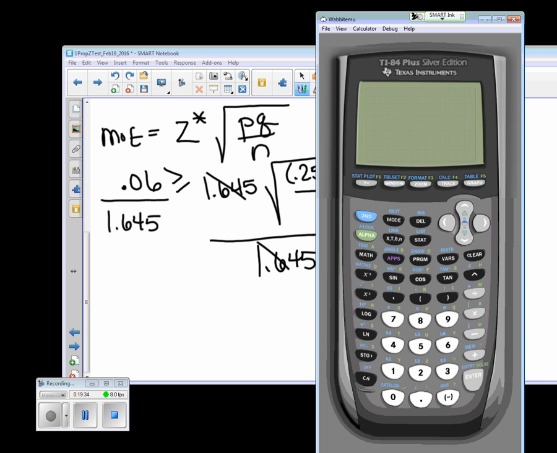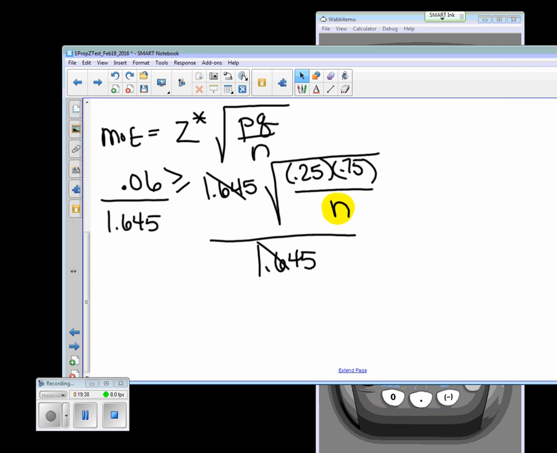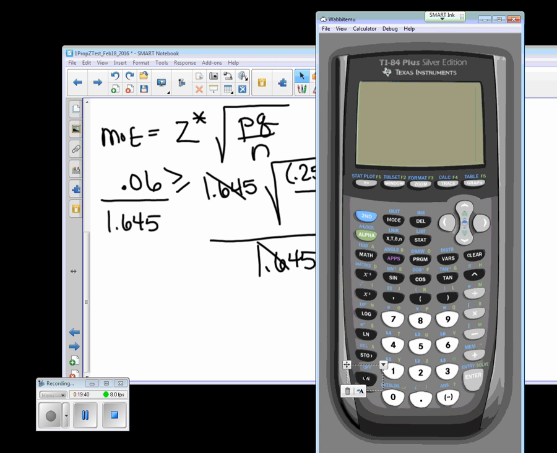So let's do that here. Maybe. Oh, because it thinks I'm writing. Awesome. Delete. There we go. 0.06 divided by 1.645. I do not want you to round that number. I want you to leave it in your calculator. If you round early on, it will affect your answers later on, okay? So leave it stored in your calculator.